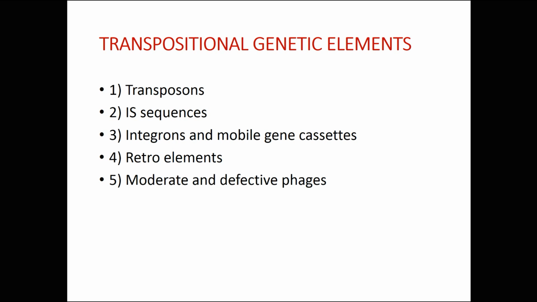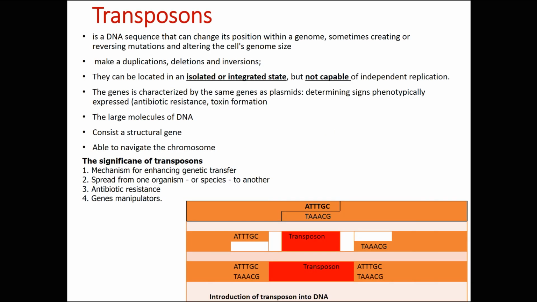Transpositional genetic elements consist of 5 groups: transposons, IS sequences, integrons and mobile gene cassettes, retroelements, moderate and defective phages. Transposons are DNA sequences that can change their position within the genome, sometimes creating or reversing mutation and altering the cell's genome size. They make duplications, deletions, and inversions. They can be located in an isolated or integrated state, but are not capable of independent replication.